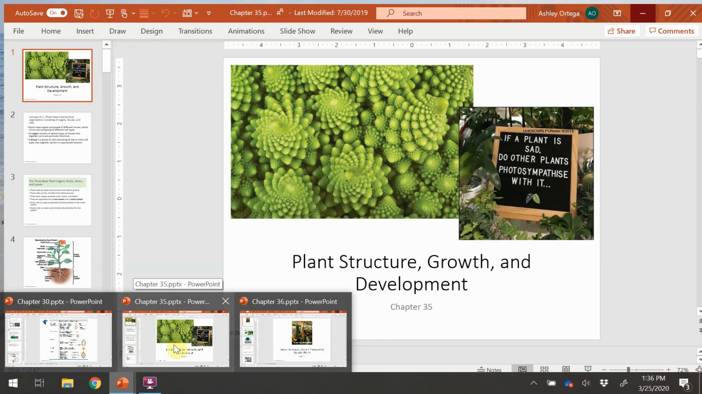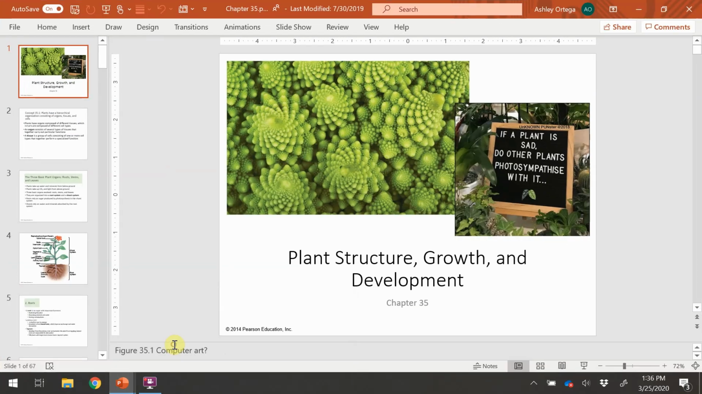Chapter 35, here we come. So this chapter covers plant structure, growth and development. This should correspond pretty closely with your chapter 25 in lab, plant roots, stems and leaves. So I know you will be looking at that updated review guide.